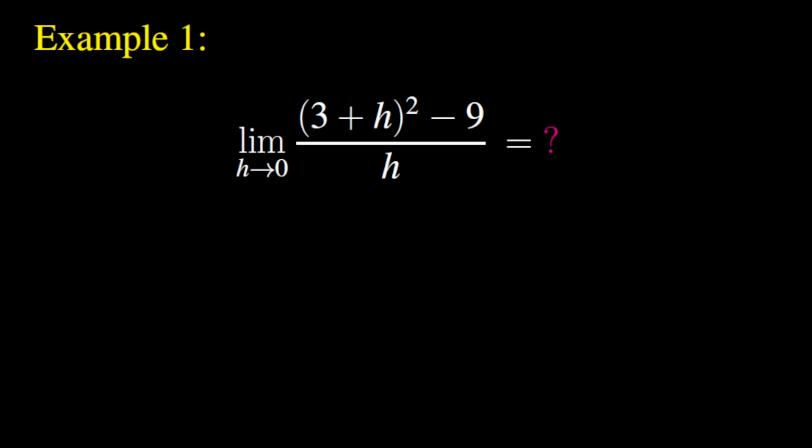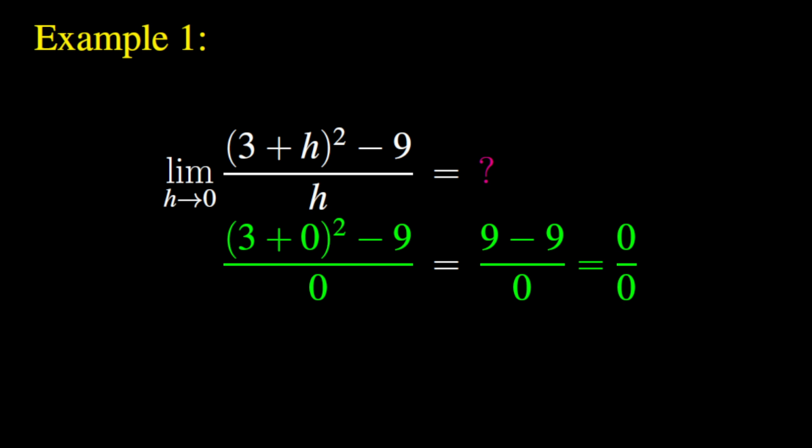Let us first replace h with 0 in the expression and see what we obtain. So when we replace h with 0, the expression becomes (3 plus 0) squared minus 9, everything divided by 0, which is 9 minus 9 divided by 0. Thus we end up with 0 over 0. This is obviously undefined. We cannot divide by 0. This means that we have to try to simplify the entire fraction.